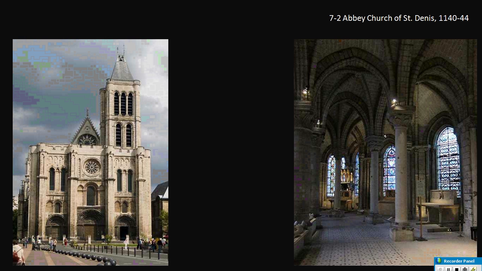Now, on the outside of Saint Denis, we're looking out the front facade. It was never completed, right? The tower on the left was never filled in. But you can see that there still are some Romanesque bits, right? There's some rounded arches on your left, up above the door. And the doors themselves are almost round, not quite, but almost round.